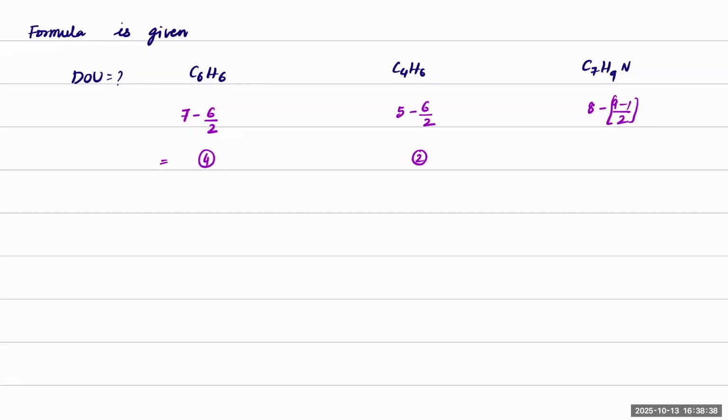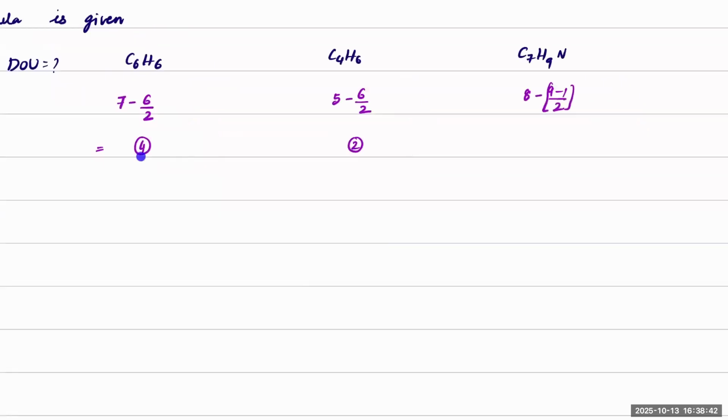Check it out. So 4 here, 2 here, and how much are we getting? 9 minus 1, 8, 8 by 2, 4. So another 4 here. Got it?